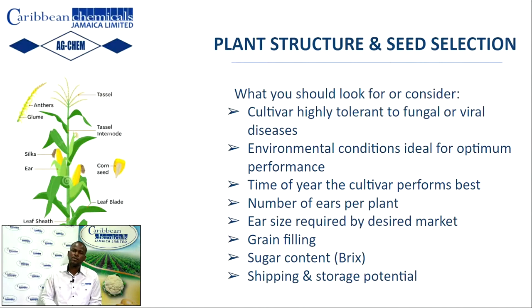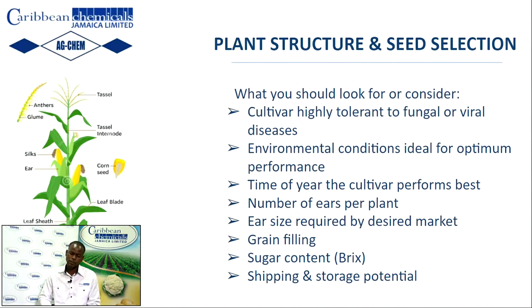So if your market is looking for a medium-sized corn, a small corn, or a large corn, you have to determine that before you cultivate the corn. All right. Another factor, grain filling. So you want your cob to be filled completely to the top, which is more appealing to the consumer, and you will basically be able to demand a higher price. So when you have good grain filling, you're getting a good ratio of kernels per cob, which is very good.